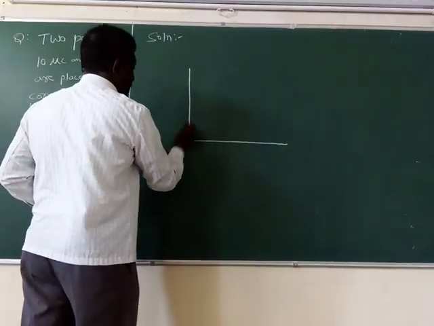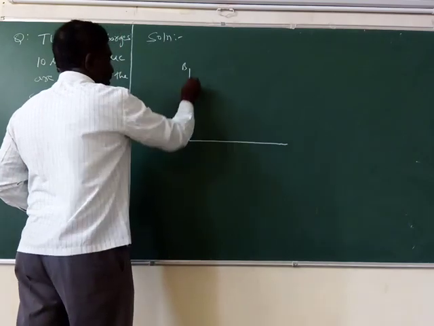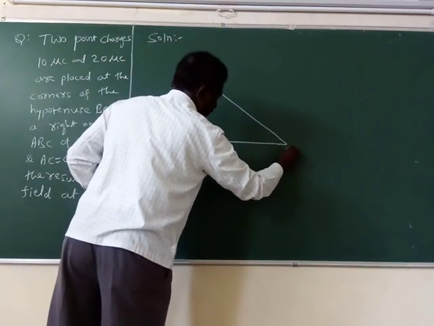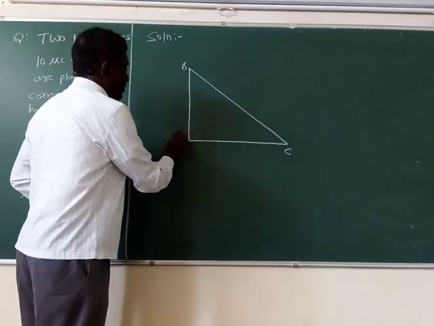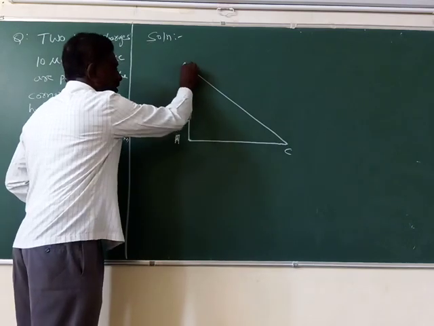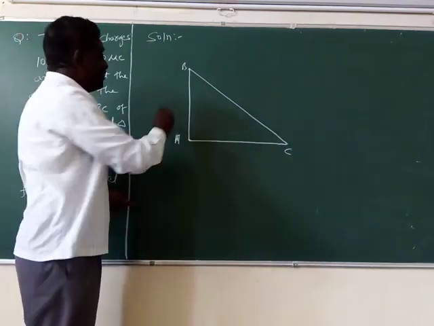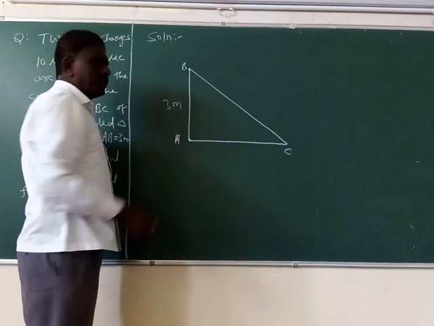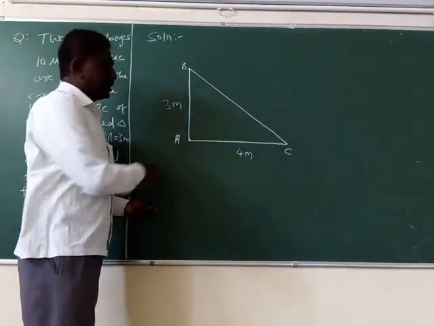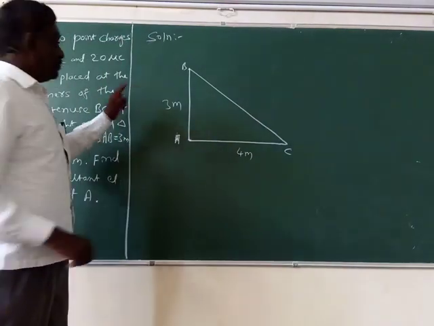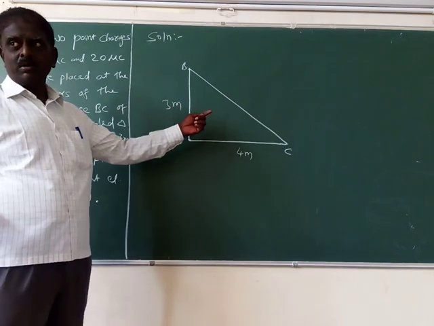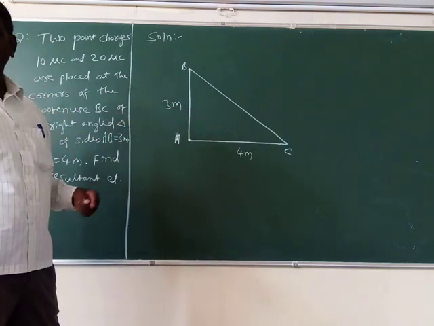A, B, C. Okay, this is corner A, this is corner B, this is corner C. AB is equal to 3 meter, is given. BC is 4 meter. Sorry, AC is 4 meter. BC is not necessary to calculate. Of course, it's 5 meter, but to find out the product, it is not necessary to find out BC.